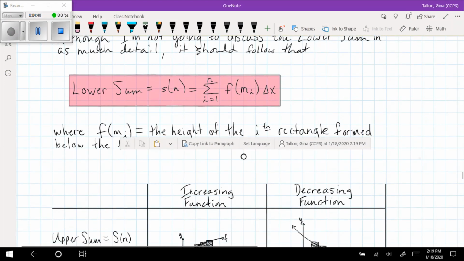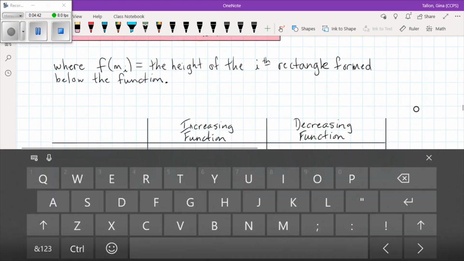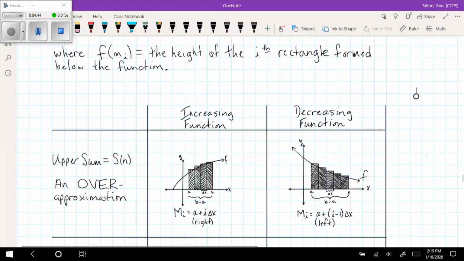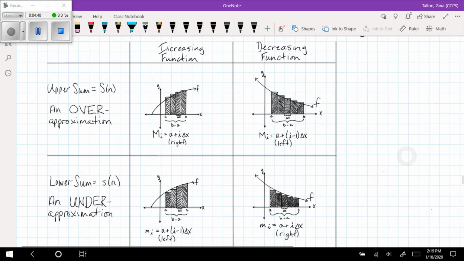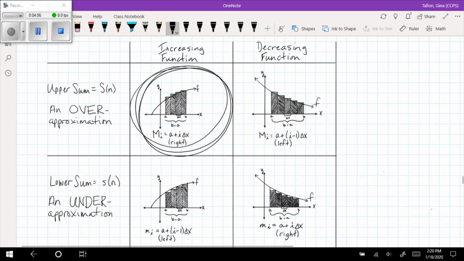So what I did is I created a little chart for you to look at, dealing with an upper sum and a lower sum, depending upon if you have an increasing or decreasing function. Now what we did was an upper sum with an increasing function. We played around with this idea right here. Notice how you have some little extra pieces poking over the function. That's what is going to give you an upper sum.